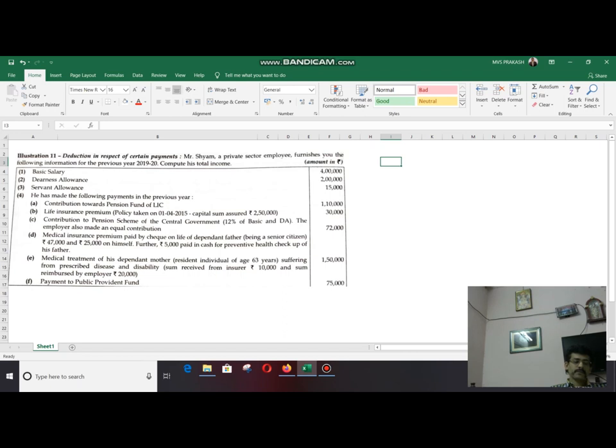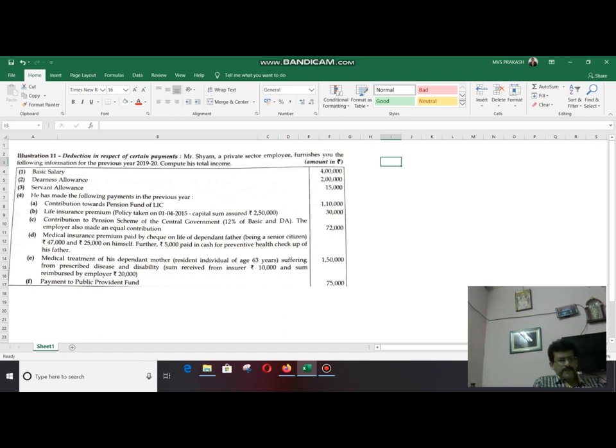Further 5,000 paid in preventive health checkup of his father. Medical treatment of his dependent mother, a resident individual aged 63, suffering from prescribed disease and disability. Some received from insurer 10,000 and some reimbursed by the employer 20,000. Total put together, the treatment cost is going to be 1,50,000. Payment to public provident fund is going to be 75,000. That's the story which is given.